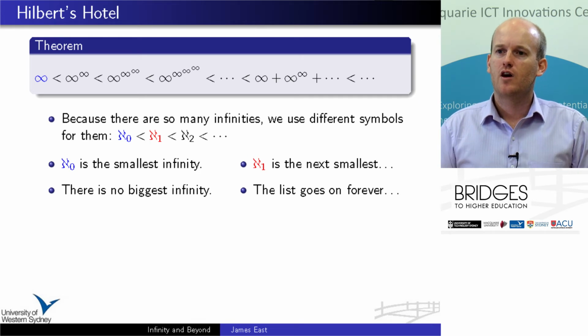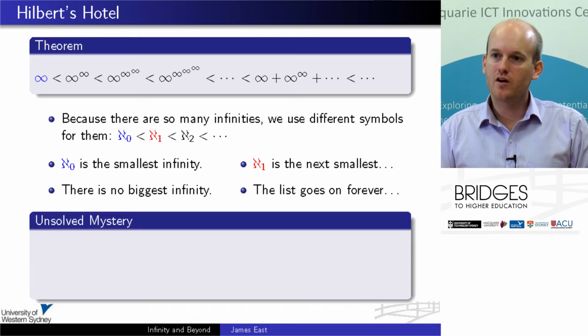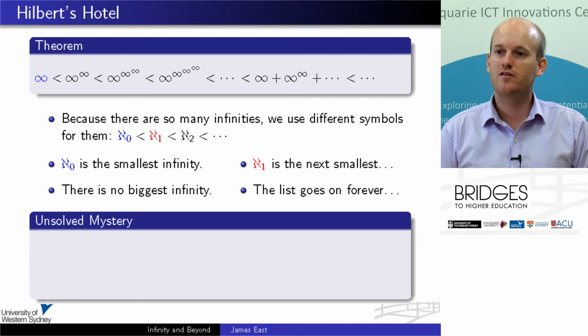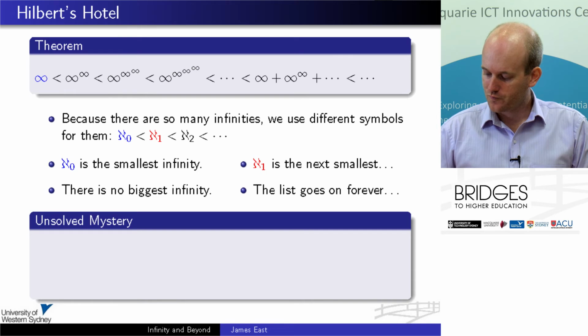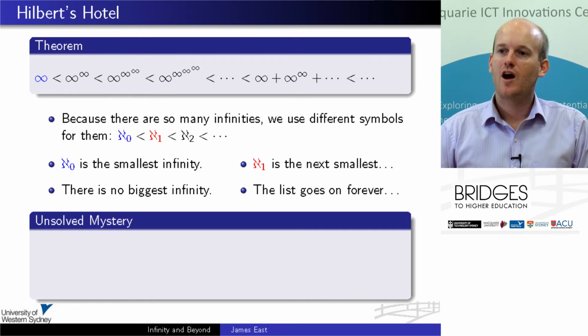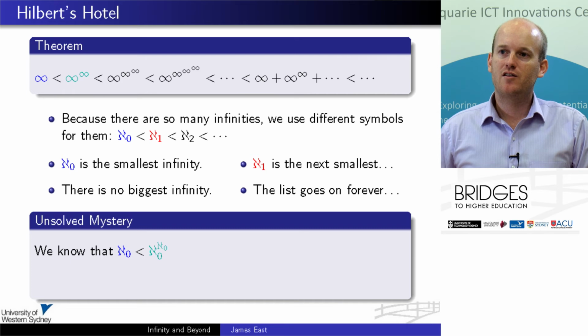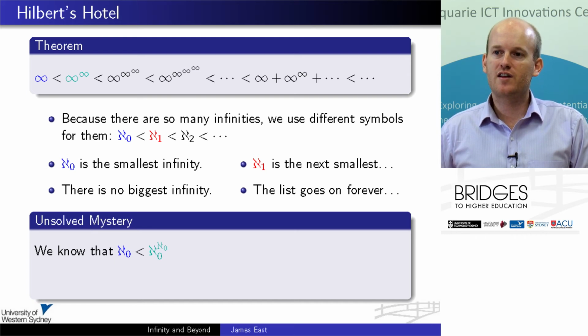Now, I'm going to end this talk with an unsolved mystery. I've told you a lot of answers, and I'm going to tell you a question that we are not in a good position to answer. You'll notice that I highlighted aleph 1 red, but I didn't highlight infinity to the infinity red. Both of them are bigger than infinity, the blue infinity. So we know that aleph 0 is less than aleph 0 to the aleph 0. That's just this equation translated into the new notation. But we also know that aleph 0 is less than aleph 1.